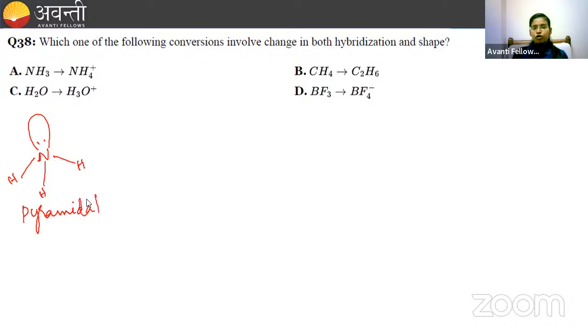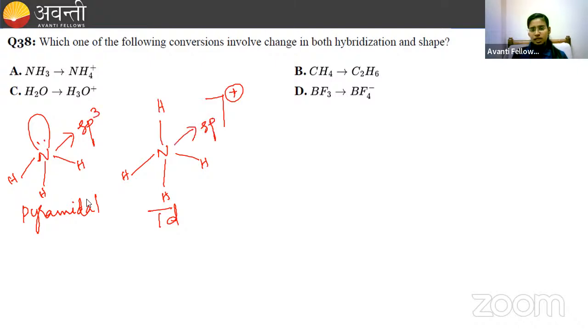And NH4 plus is tetrahedral. So the conversion involves a change in shape, but it does not involve a change in hybridization, because the nitrogen hybridization in NH3 is also sp3, and in case of NH4 plus is also sp3. Okay, here only change in shape, no change in hybridization.